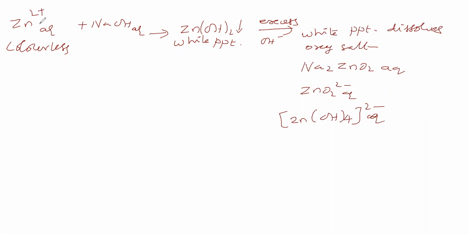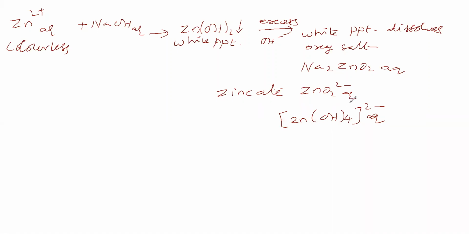So zinc gives a white precipitate with sodium hydroxide. The formula is Zn(OH)2. This white precipitate dissolves in excess sodium hydroxide. That soluble form is called sodium zincate. Zinc is in the anionic part, with formula ZnO2 2-. This is called the zincate anion, which we can also write as [Zn(OH)4]2- in the form of a complex.